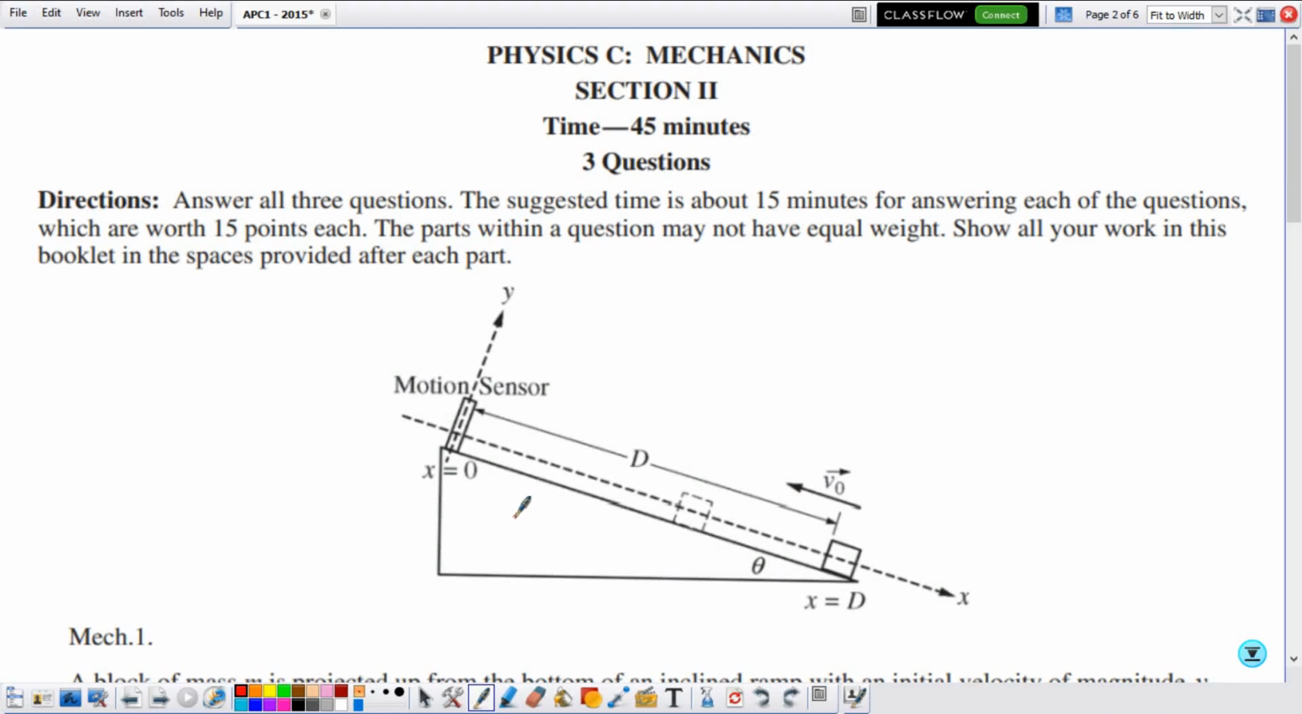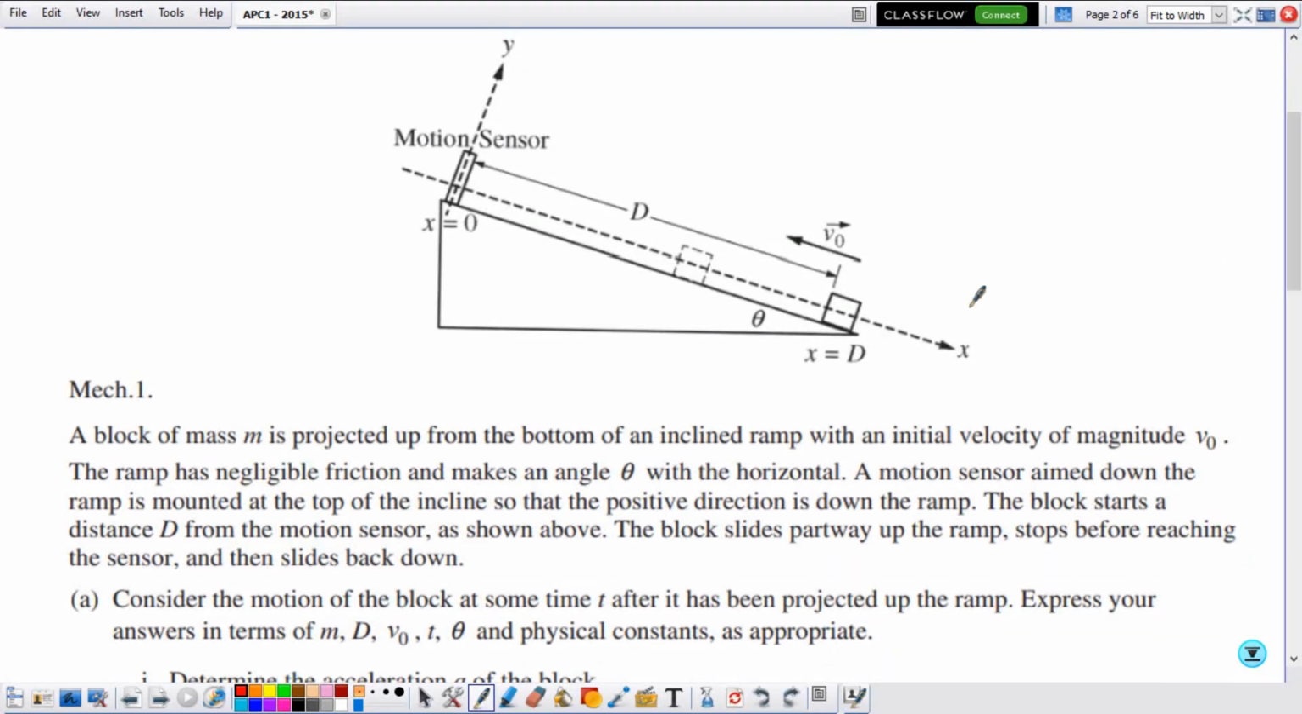Hello APC Mechanics students, today we will solve the past paper FRQ 2015 exercise 1. Then let me start. This is exercise 1.